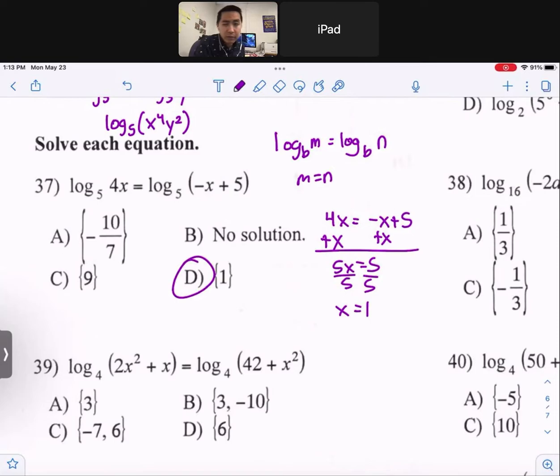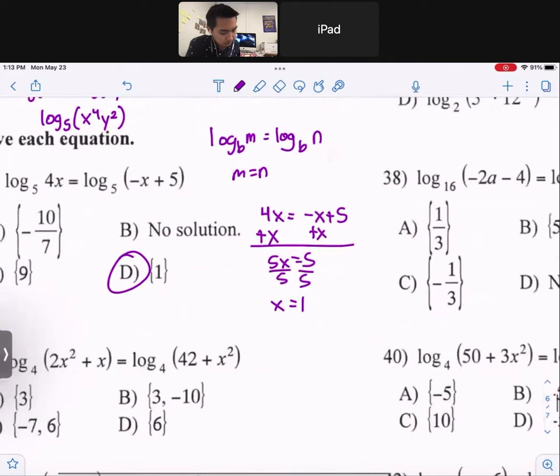But if you plug it into the original and it is a negative or a 0 on the inside, that's what we call an extraneous solution, which wouldn't be an answer.